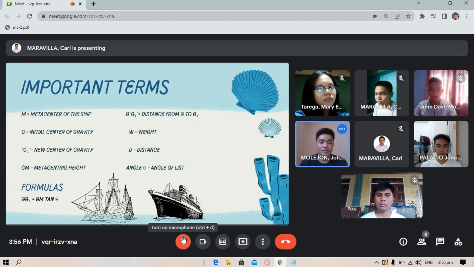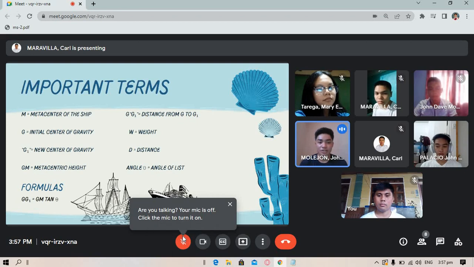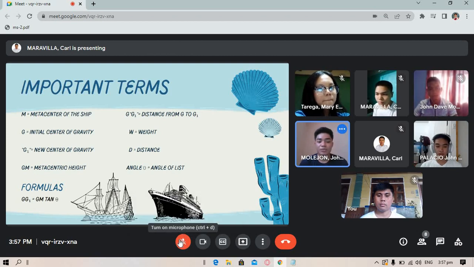Next is the weight. Weight is just another word for the force of gravity. Weight is a force that acts at all times on all objects near the Earth. The Earth pulls on all objects with the force of gravity downward towards the center of the Earth. The magnitude of the force of gravity can be found by multiplying the mass of the object by the magnitude of the acceleration due to gravity. Next is the distance. Distance is a numerical measurement of how far apart objects and points are.